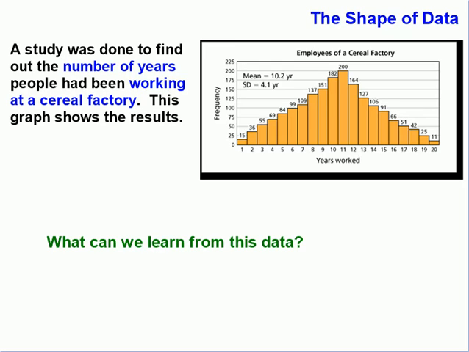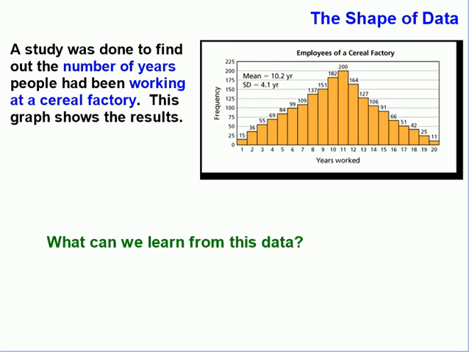For example, here we have a graph, and it says a study was done to find out the number of years people had been working at a cereal factory. This graph shows the result. So here we have the number of years that they've worked, 1 through 20. And here we have the frequency, the number of people who have worked at the factory that long.